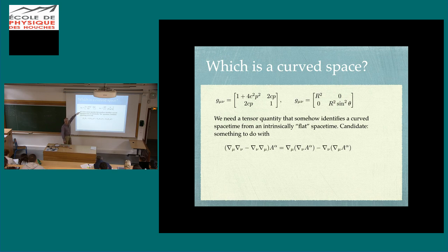So what we'd really like is to find a tensor quantity that somehow identifies a curved spacetime from an intrinsically flat spacetime. Now there are a couple of different ways to do this, and logically I think the nicest way is to talk about geodesic deviation and look at neighboring geodesics, seeing whether parallel geodesics remain parallel, because that's really intrinsically, conceptually, the way to distinguish a curved spacetime from a non-curved spacetime.